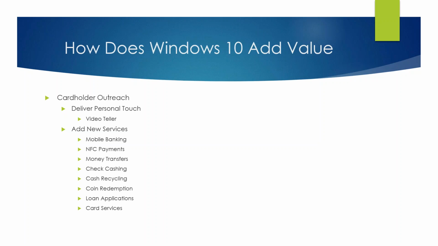Cash recycling, I think, is going to continue to be very big in the US market one way or another, either in ATMs, kiosks, or definitely behind the counter at banks. Coin redemption is very big amongst credit unions. Loan applications at a multifunction kiosk, and of course card services, such as being able to change a PIN or reissue a card if yours is stolen, or so forth. The ability to reissue a customized plastic.